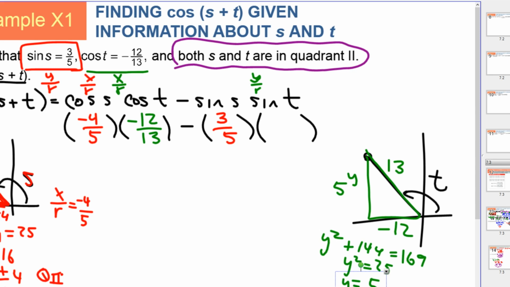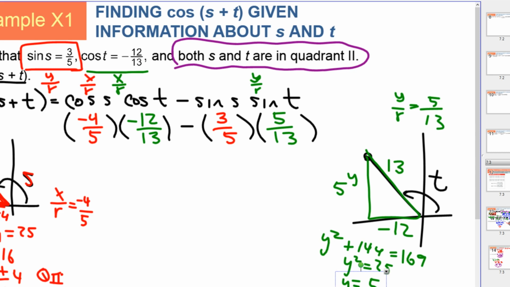Once you've done these a few times, you don't need to go through all of the steps. You'll even skip the Pythagorean theorem because 5, 12, 13 is a really common right triangle. 3, 4, 5 is as well. But once I know that y side, I do y over r, because that's sine: 5 over 13. Sine t is 5/13.